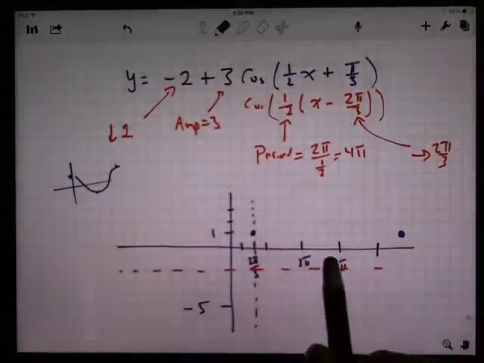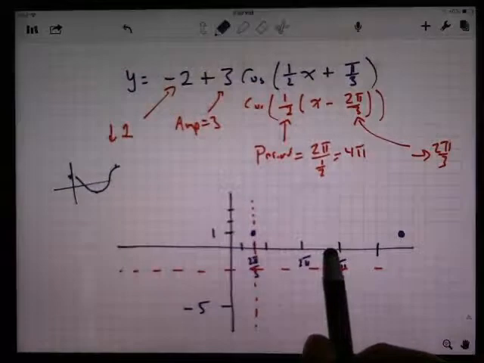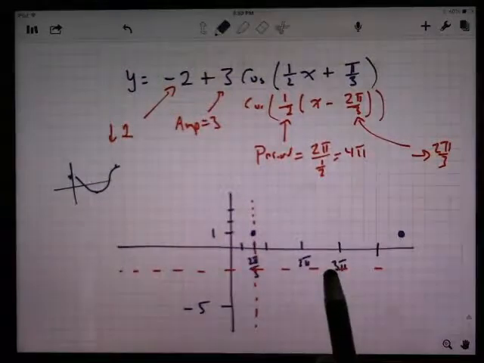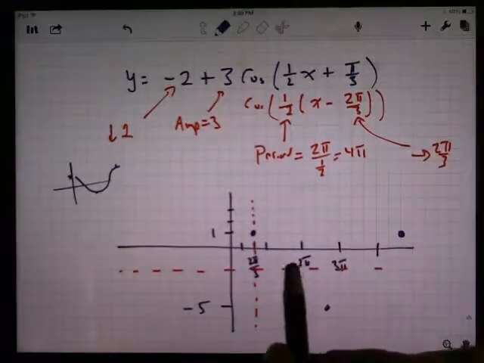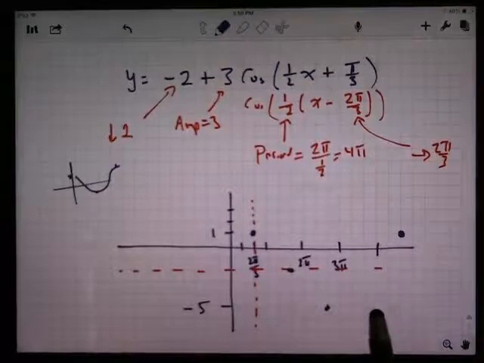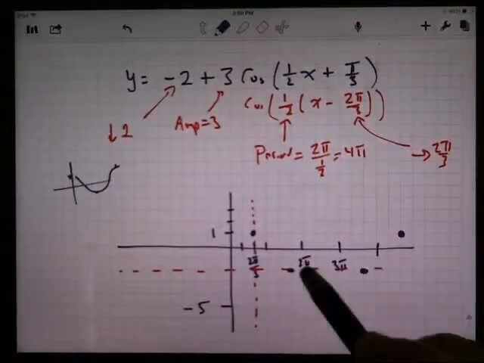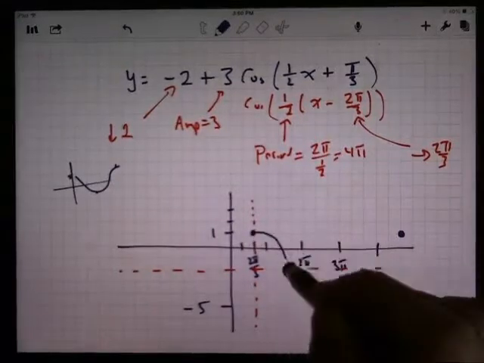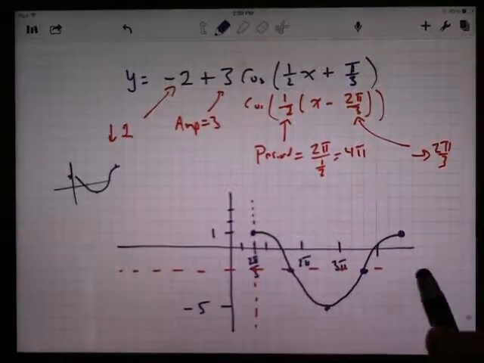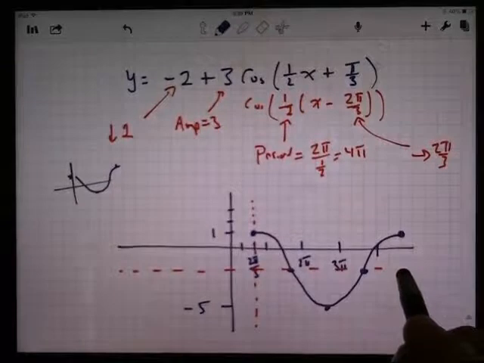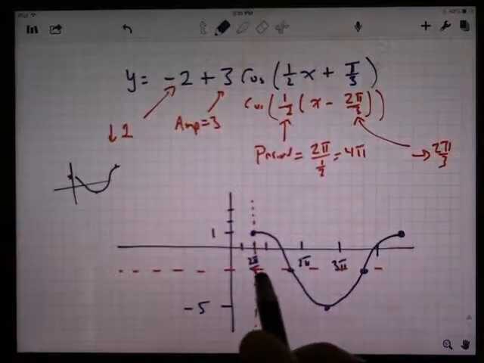Halfway in between, I think, is right here. So down 1, 2, 3 from the center line. That looks better. Now halfway in between there is right here, and halfway in between here is right there. So there's one cycle of my cosine. It's got period 4 pi, but it's been shifted over 2 pi over 3.